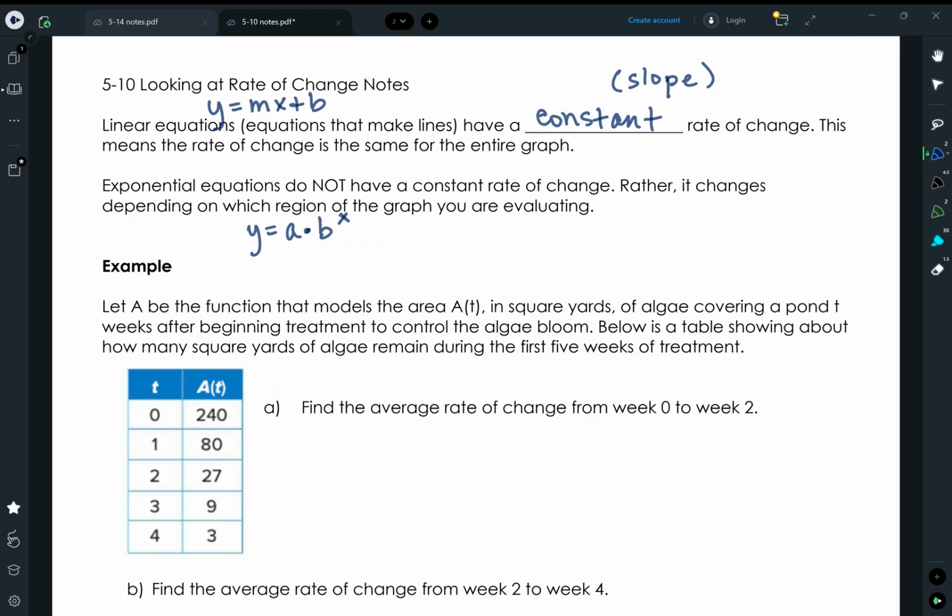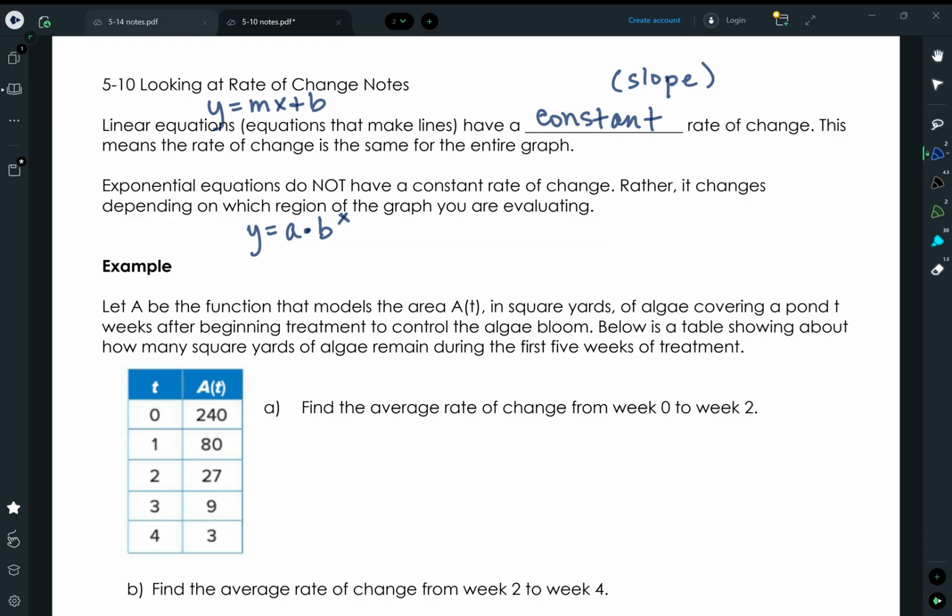Below is a table showing about how many square yards of algae remain during the first 5 weeks of treatment. So here it says we start out at time 0, we have 240 square yards, and then at time 1, now we're down to 80. Time 2, I don't know, is it weeks? It's weeks. So after 2 weeks, we're down to 27 square yards. After 3 weeks, we're down to 9 square yards. After 4 weeks, we're already down to just 3 square yards.